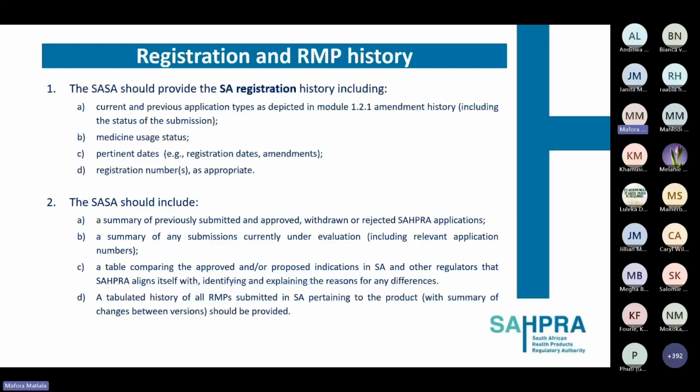The SASA should include a summary of previously submitted and approved, withdrawn or rejected SAHPRA applications, a summary of any submissions currently under evaluation, a table comparing the approved and or proposed indications in South Africa and other regulators that SAHPRA aligns itself with, identifying and explaining the reasons for any differences, and a tabulated history of all RMPs submitted in SA pertaining to the product, with a summary of changes between the versions. They should be provided.